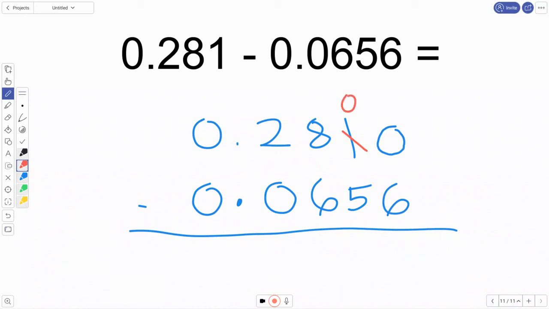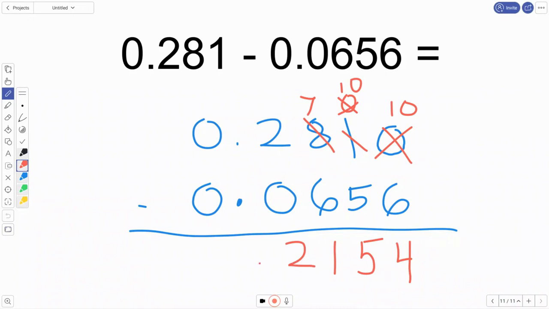That makes that a 0. Makes that a 10. 10 minus 6 is 4. Move to the next place value. Can't take 0 minus 5. Got to do a little bit more borrowing. That becomes 10. 10 minus 5 is 5. 7 minus 6 is 1. 2 minus 0 is 2. Bring down my decimal. 0 minus 0 is 0.